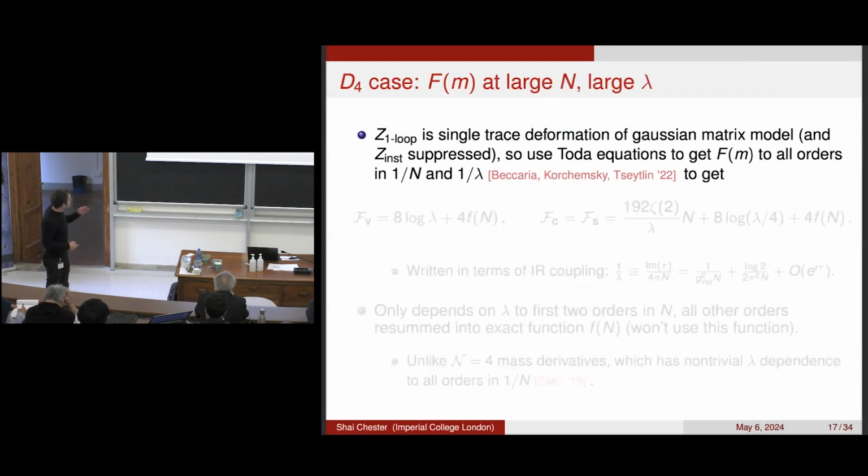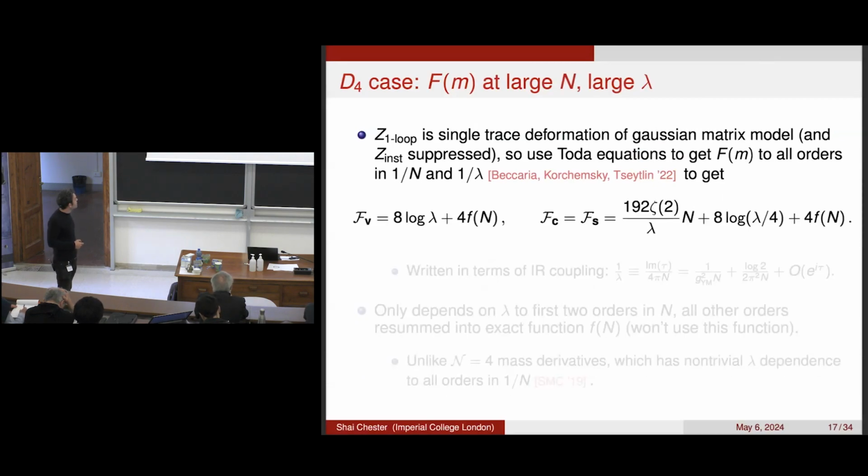Okay, so let's first talk about the limit of large N and large lambda where we can ignore instantons. There was a nice paper by Beccaria, Korchemsky and co-authors from a couple of years ago where they showed they could use the Toda equations to compute the mass-deformed free energy to every order in 1 over N and 1 over lambda. So he kind of totally solved the problem perturbatively, and he got the following answer. This combination of 4 mass derivatives has a log lambda and then some function of N. The function is known, but I won't tell you what it is because I don't care about it so much. And then for the other combinations of 4 mass derivatives, you just get a 1 over lambda term, a log lambda, and then again, just some function of N.